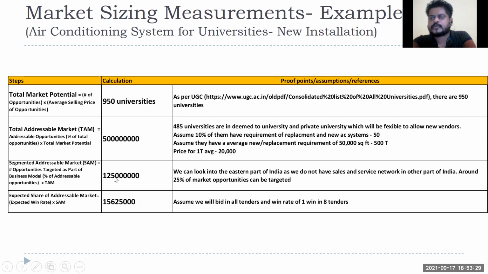Out of 12.5 crore, if I divide that by 8, I get around 1.56 crore. So this is my expected share of the addressable market in the near future, in the current year. This is how you have to do the calculation. Is this clear, or any doubt?